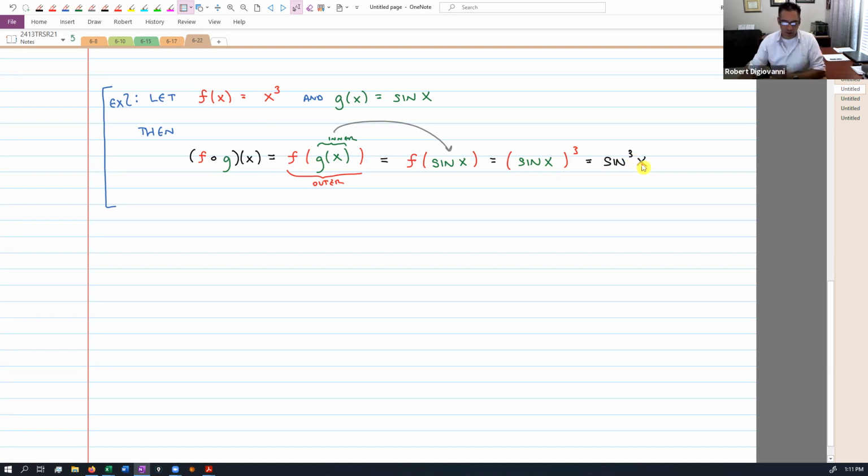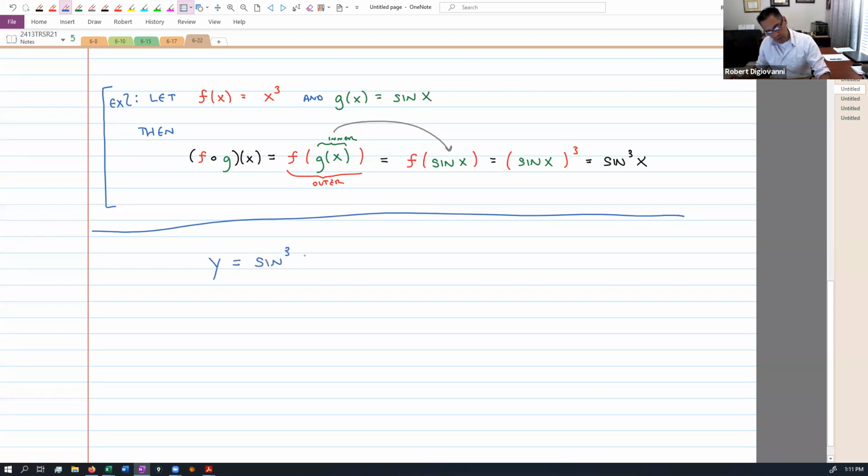That's just notation. These are equivalent expressions. Okay, so again, that's just college algebra. But what we want to be able to do today is say, hey, look, what if I give you sine cubed x and I ask you to break it down into an inner and an outer function? Are you going to be able to look at that and see the inner and outer?